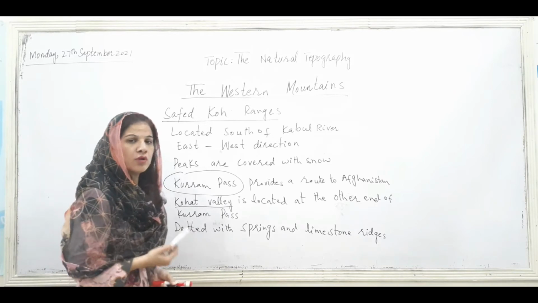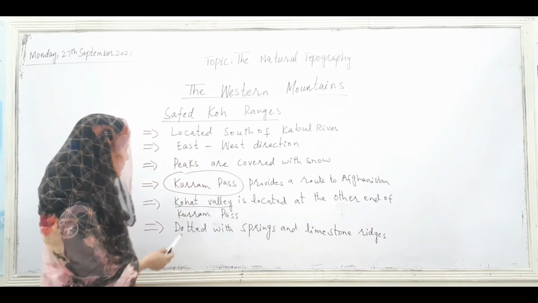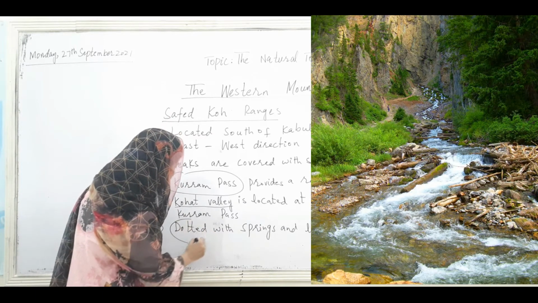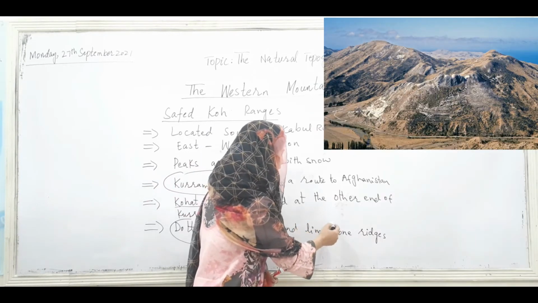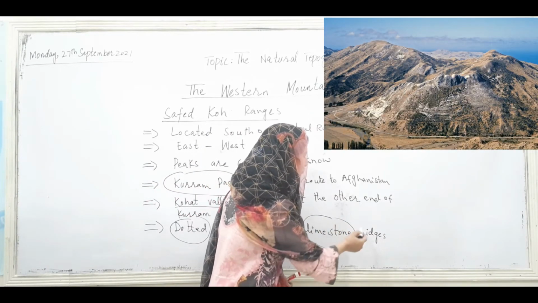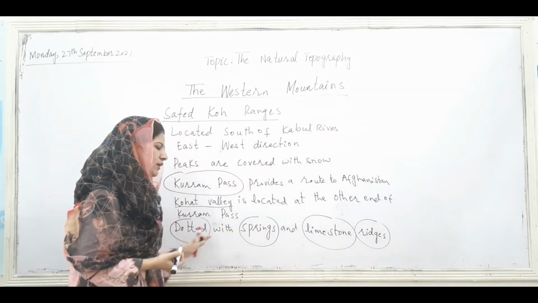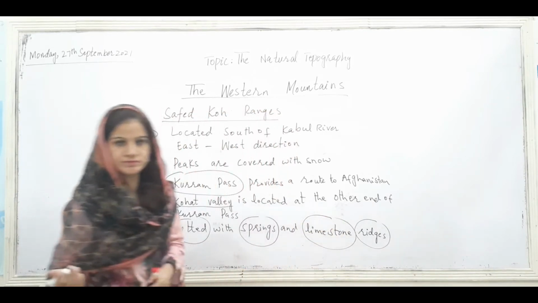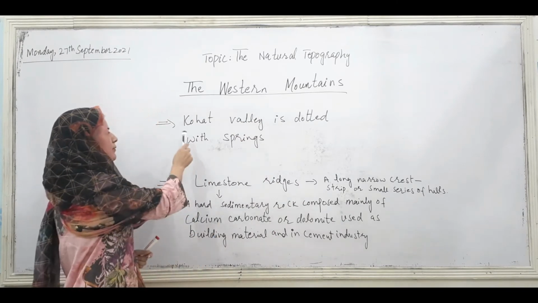Then there is one more very different feature of this valley, that it is dotted with springs. So what is the meaning of dotted with springs and limestone ridges? There are springs and limestone ridges over here. So we will see how it is dotted with springs and what are limestone ridges. Now we will discuss Cohort Valley.